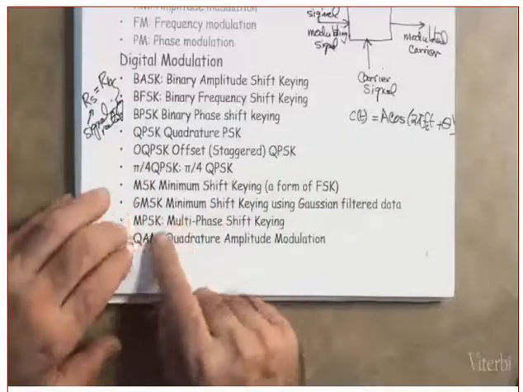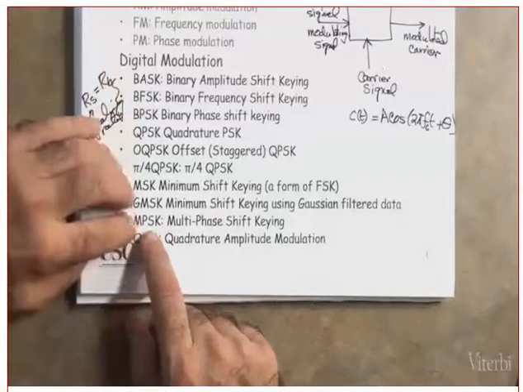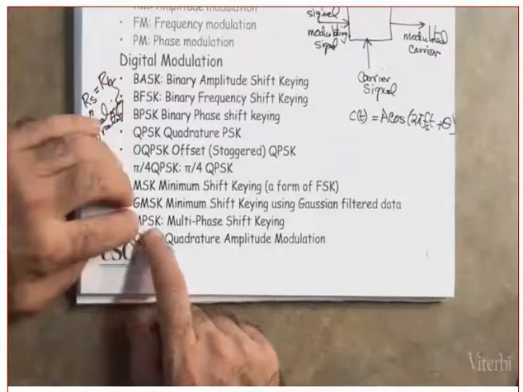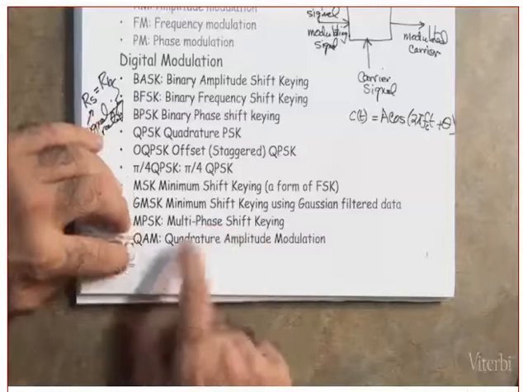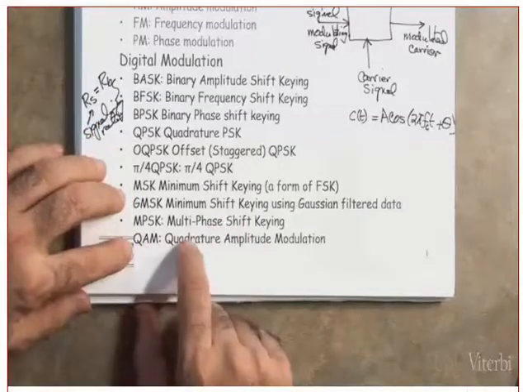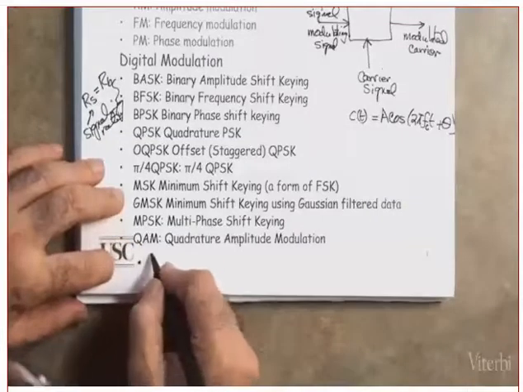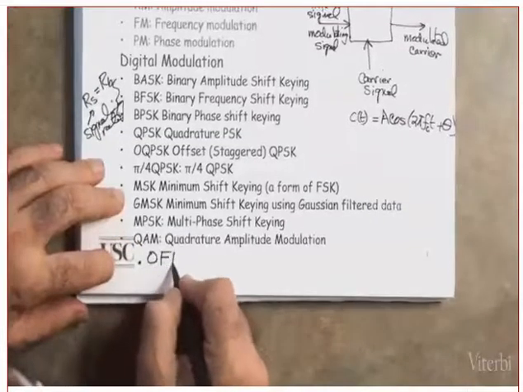Okay. Now, we do have the generalization of this, which is referred to as the MPSK, the multi-phase shift keying. And then we will also study the QAM, quadrature amplitude modulation. And of course, we finish with an overview. I need to give you an overview of what is known as OFDM.